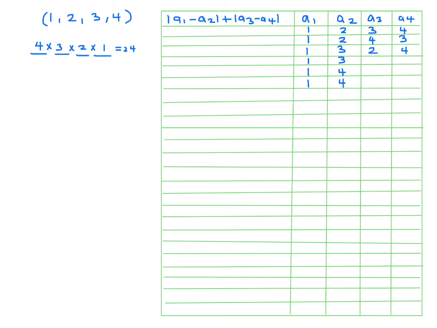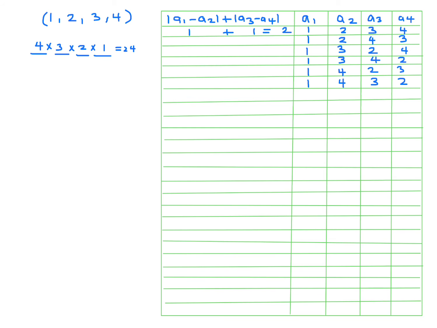I'll just do the first few, and then of course I'll just fill out the rest. I don't think you need me to talk you through every single one. Okay, so for the first one, A1 minus A2, absolute value is going to be 1, and then A3 minus A4, absolute value is 1, so that is equal to 2.